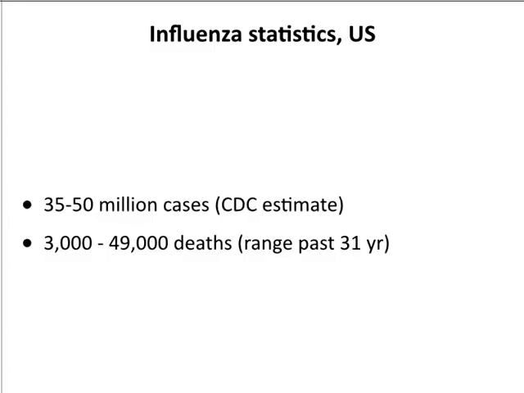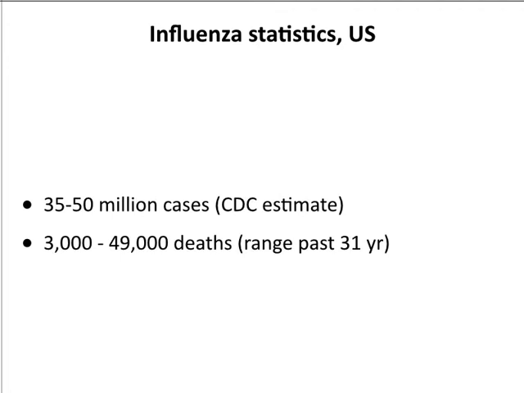Typically in the US, there's about 35 to 50 million cases a year of influenza. It's a lot of infections. And these are estimates, of course, from serological and virus isolation studies, with anywhere from 3,000 to 49,000 deaths. Now, this is a range based on the past 31-year experience. And that doesn't mean that every year 49,000 people die, but it depends on the particular year, the virus, the level of immunity, and so forth.